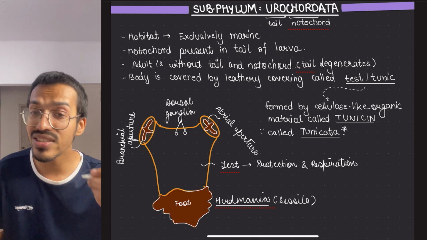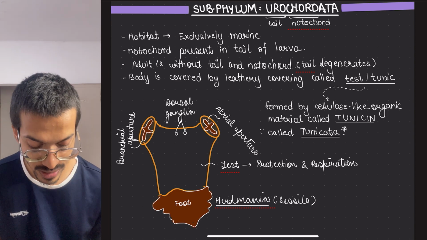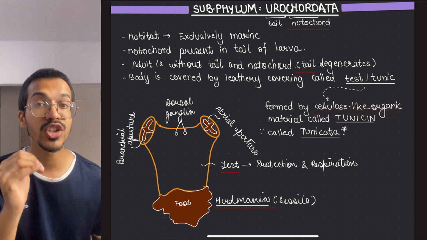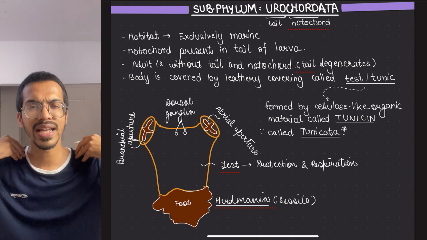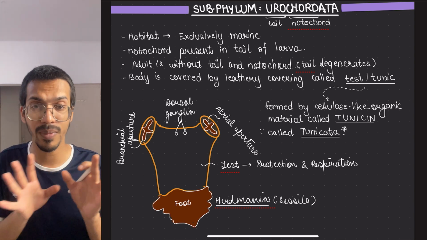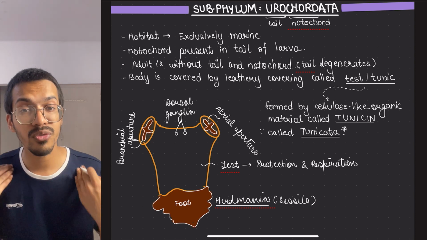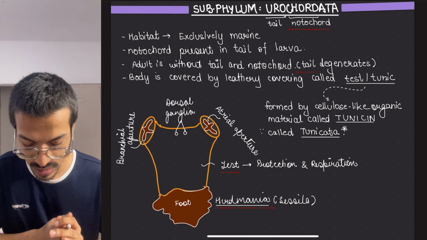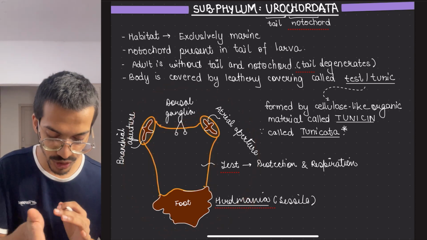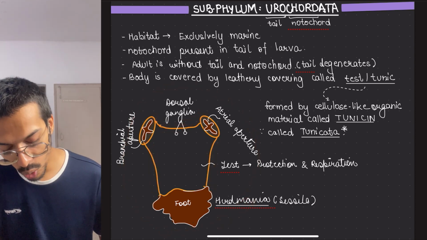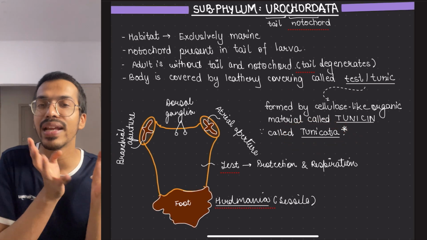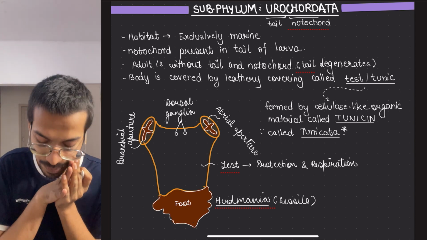And this test or tunic is made up of cellulose-like organic material. And because this tunic is present, tunic is what? Like the girls wear over the shirts in school, if you might have seen. So since they appear tunic-like, this is how the tunic looks. See, this is Herdmania, which belongs to the Chordates. So we call them Tunicata. Tunicata means tunic bearer.